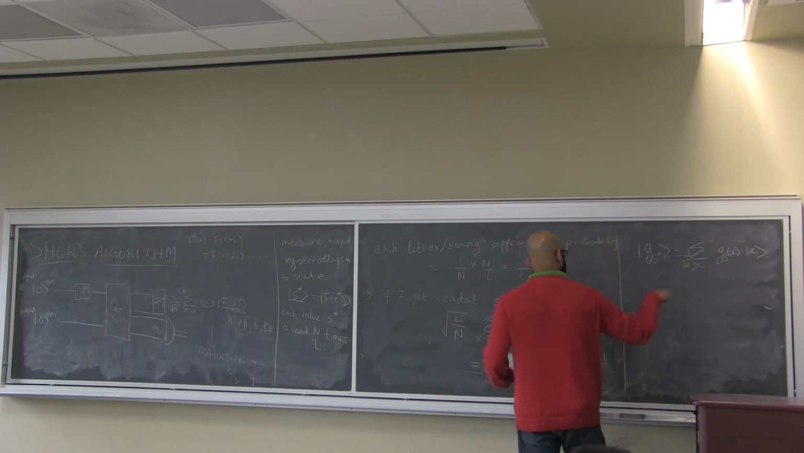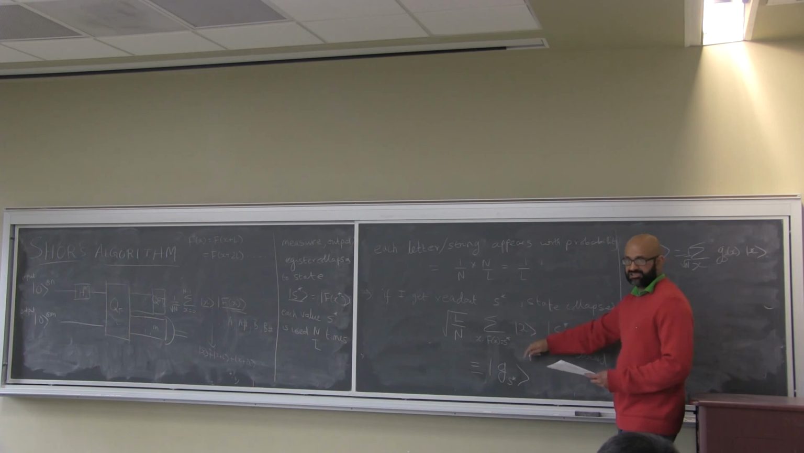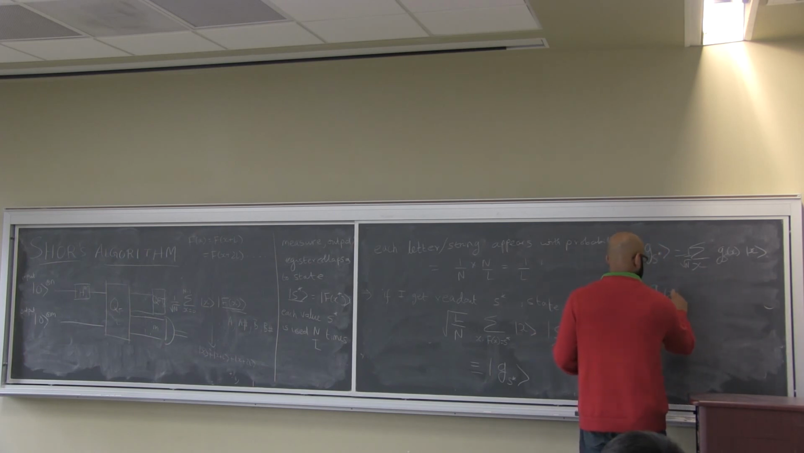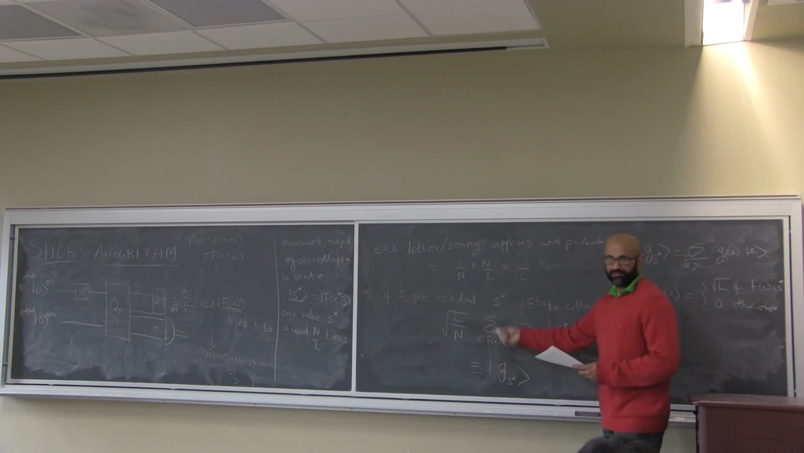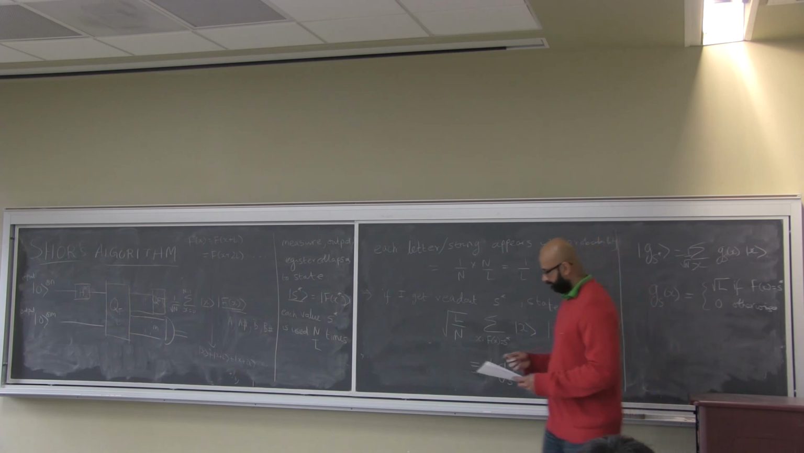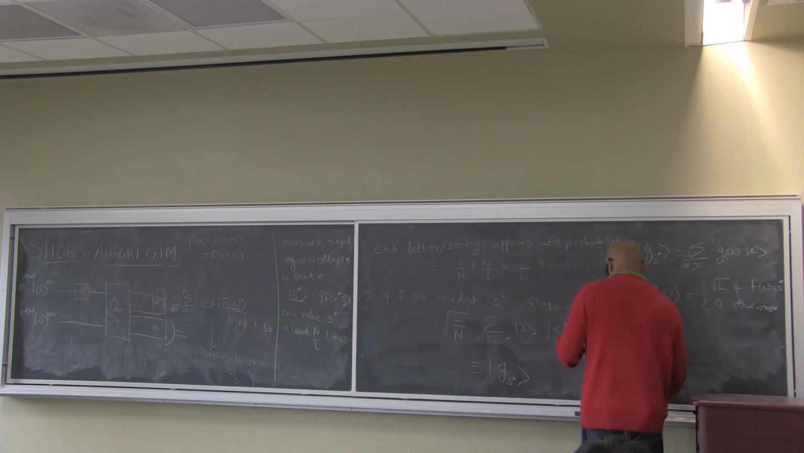Clearly, comparing these two kets, this summation and the way I wrote it here, this function g_s star of x is simply square root of L if f of x equals s star, and 0 otherwise. Because by definition, that's what this summation says.